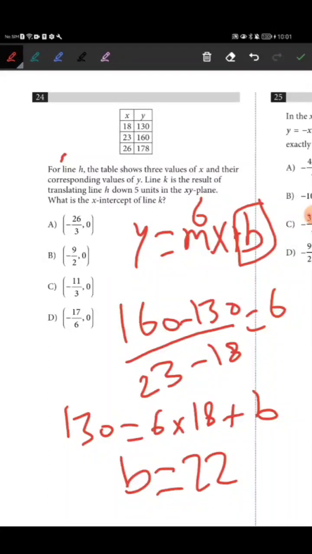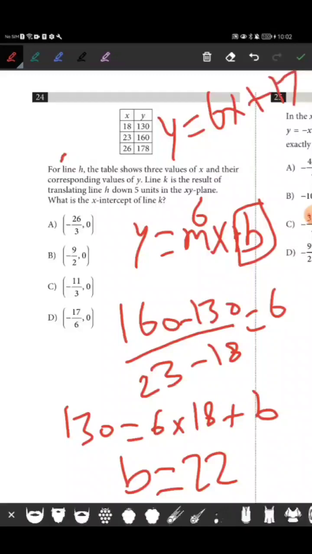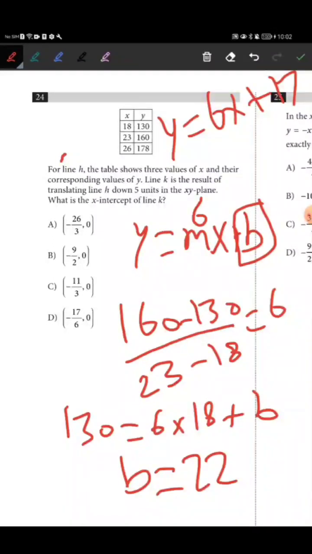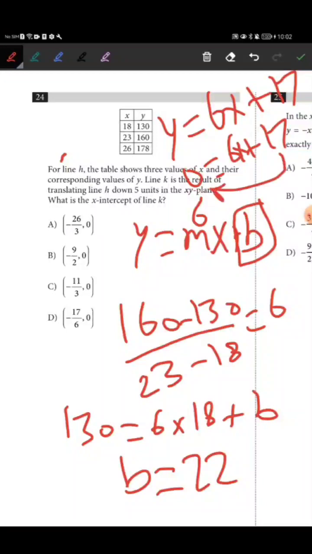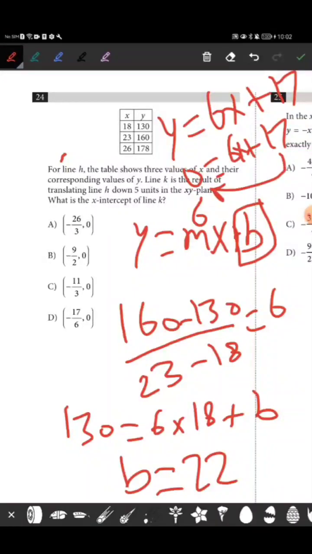And now, 17 is the new y-intercept. So the equation of line K now is y equals 6x plus 17, after translating it down 5 units. Now we need to get, when y equals 0, what is x? So if y equals 0, now 6x plus 17 equals 0. So x is going to be negative 17 over 6. So the answer is D.